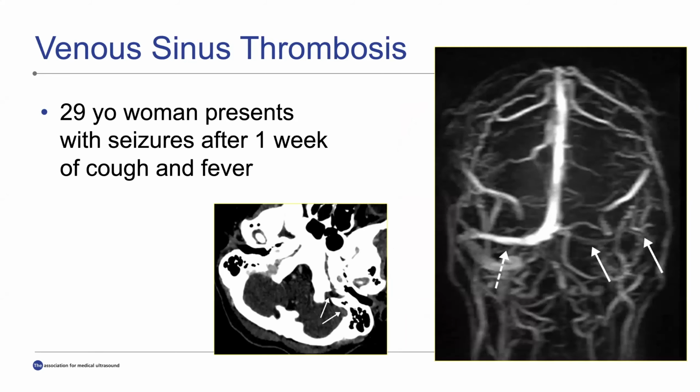And with a follow-up angiogram or venogram in this case, we could see that this woman suffered a thrombosis of the left lateral venous sinus. The transverse sinus here is thrombosed. Notice the asymmetry. Here's the transverse sinus on the right side and the absence of the sinus on the left side. Again, spontaneous thrombosis causing symptoms of seizures after 1 week of cough and fever related to the virus.